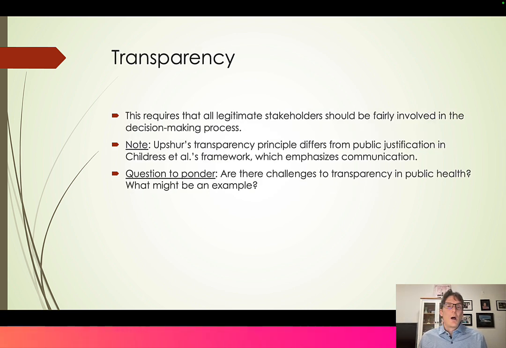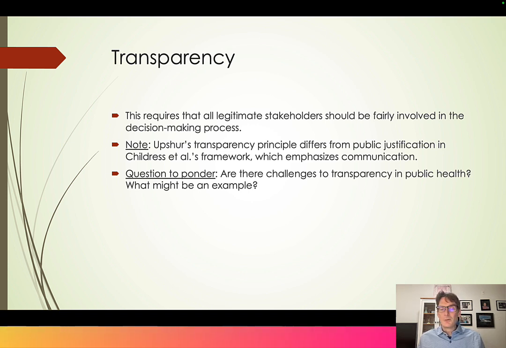Transparency is the final principle in Upshur's framework, and according to that principle, the decision making behind this policy or this intervention should involve the legitimate stakeholders, and they should be fairly involved in this process. So this is really a shared decision making criterion. And it's useful to note here that this is different from the public justification criterion from Childress and colleagues' framework.